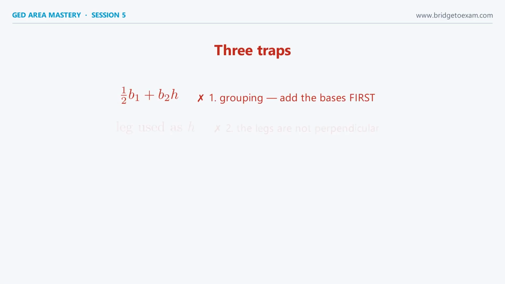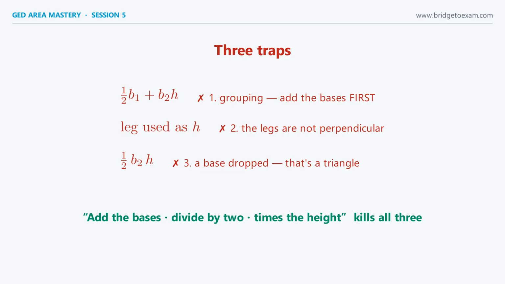3 traps. 1. The grouping. Add the bases before multiplying. The parentheses matter. 2. Using a slanted leg as the height. The legs are not perpendicular. 3. Forgetting one base, which turns your work into a triangle problem. The script kills all 3.